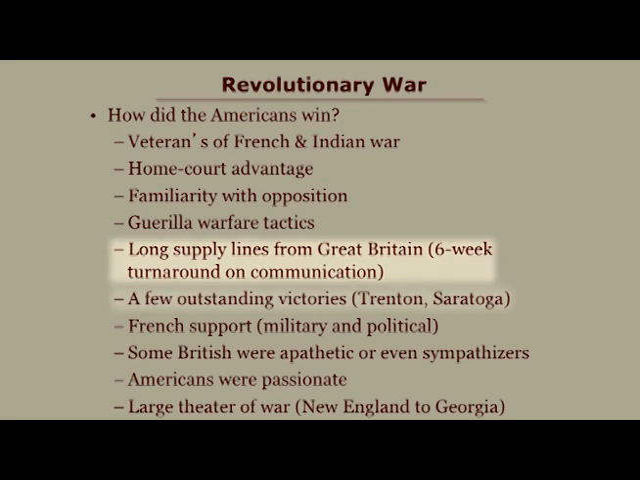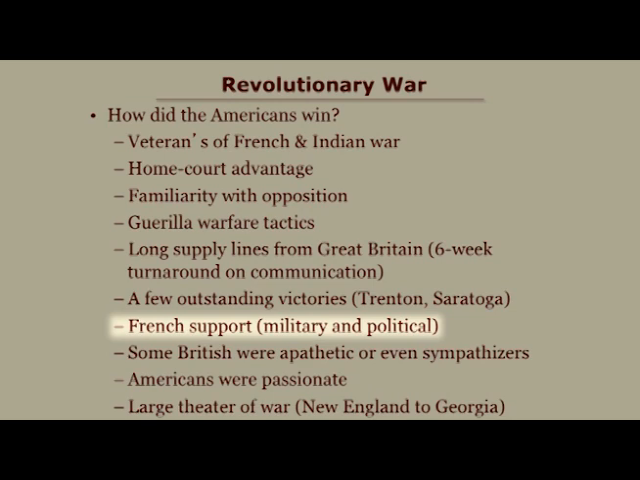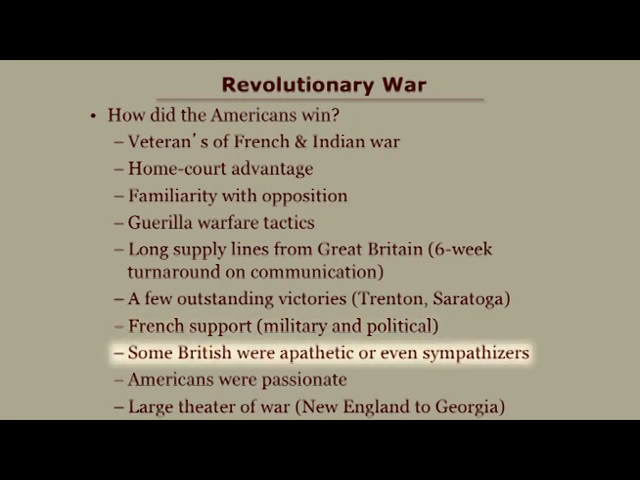The Americans scored a few outstanding victories, and those victories charged the Americans with renewed life, and they also brought in support from overseas, and that's another issue that helped the Americans, support from the French, both military and political, as well as economic. Many of the British were apathetic or even sympathizers who believed that the Americans had a just cause. The Americans were obviously very, very passionate, and there was a tremendous theater of war that was difficult for the British to cover, all the way from New England down to Georgia.